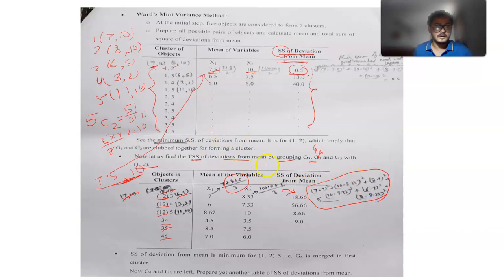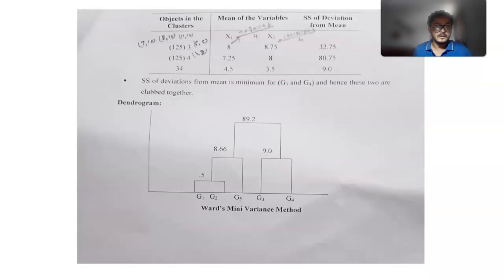Again we check the minimum deviation value. We find that the sum of square of deviation from the mean is minimum for 1, 2 and 5. This has a minimum deviation of 8.66. So G5 will also merge into the first cluster. The first cluster is 1, 2, so here we made the cluster 1, 2, 5.